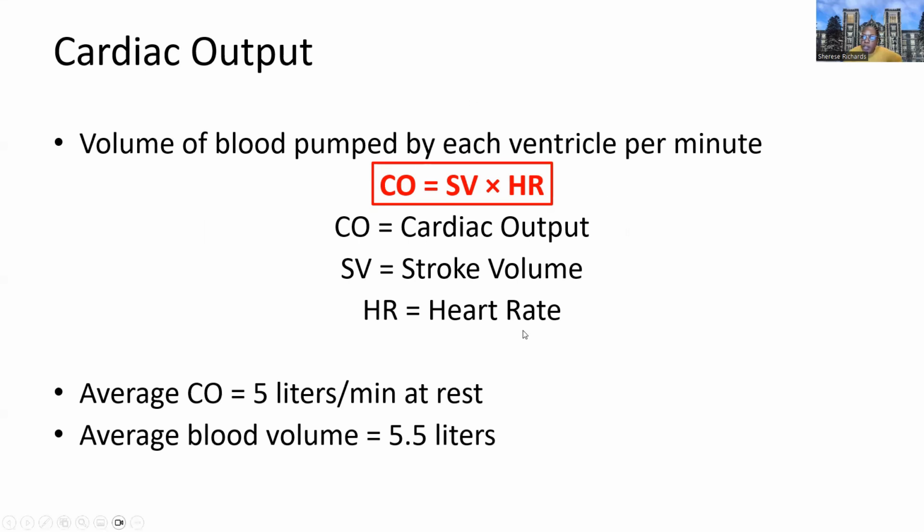Okay. Another reason why it's so important for the rate of the heart to be adequate in order for us to have proper cardiac output. Now, the total number that we get is usually about 5 liters per minute at rest, which is really fascinating because our total blood volume on average is about 5.5 liters, which means that every minute at rest, your heart can mobilize your entire blood volume, which is extremely fascinating.